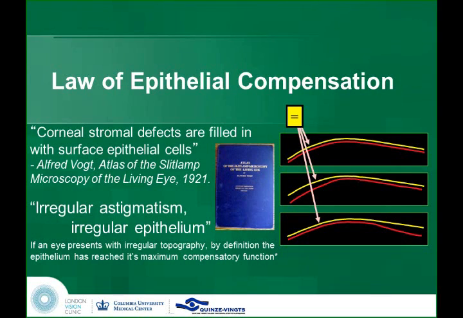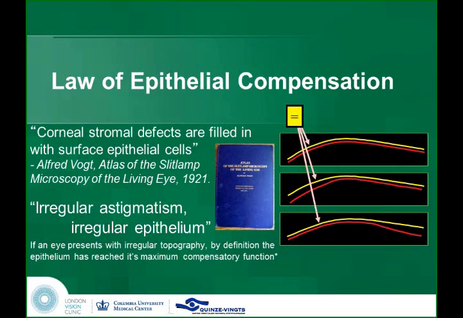By definition. If an eye presents with irregular astigmatism, by definition, the epithelium has reached its maximum compensatory function. Because if it could do more and completely regularize the cornea, then it wouldn't be irregular astigmatism. So the fact that there is irregular astigmatism means that the epithelium hasn't managed to fully compensate for the irregularity of the stromal surface. So, irregular astigmatism by definition means that there's irregular epithelium, but remember that it is only a partial compensation of the actual problem. Okay? And you also know, therefore, that the epithelium can do no more.